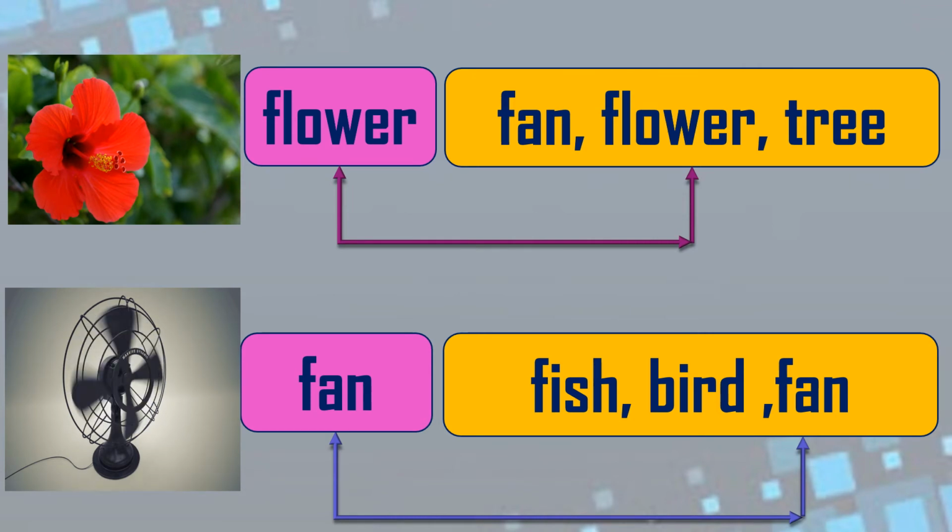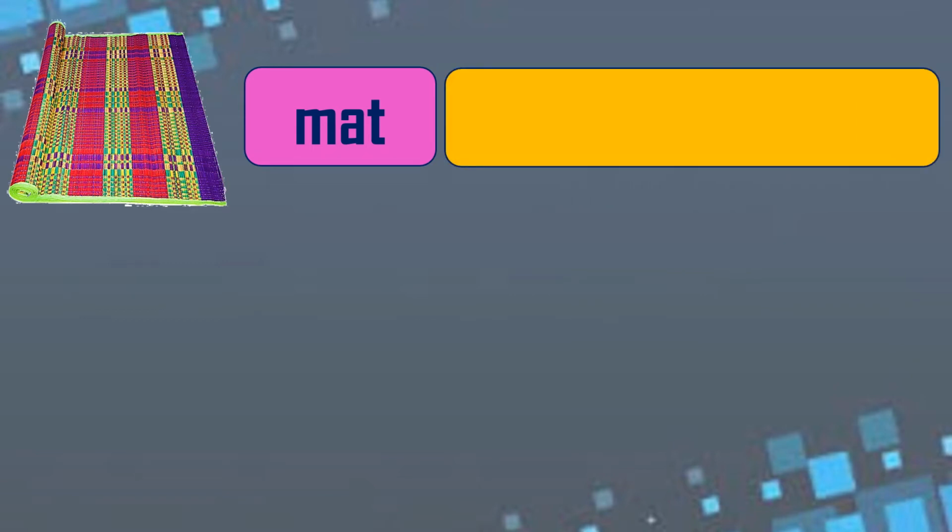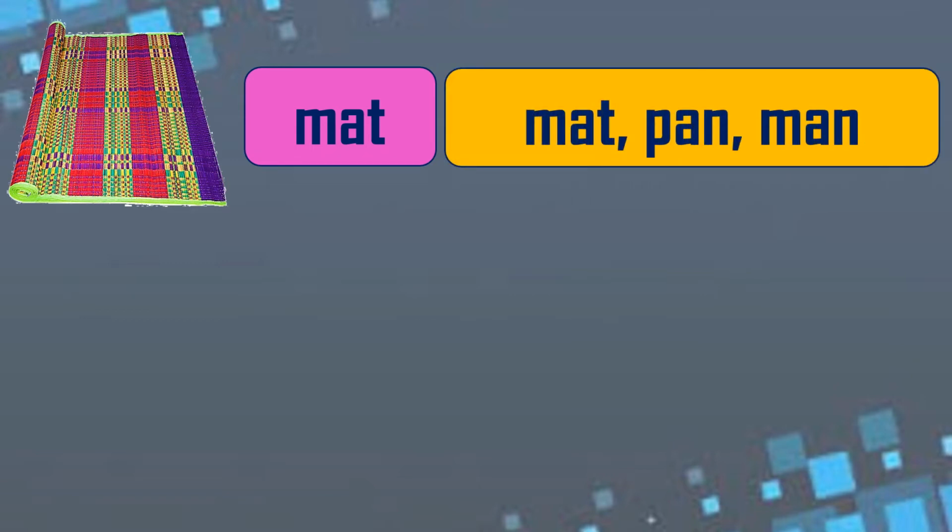We will do with next pictures. So there is a picture of a mat. What is it? A mat. Yellow box with 3 words. Find out the word. Found out? Draw the line. Join it.